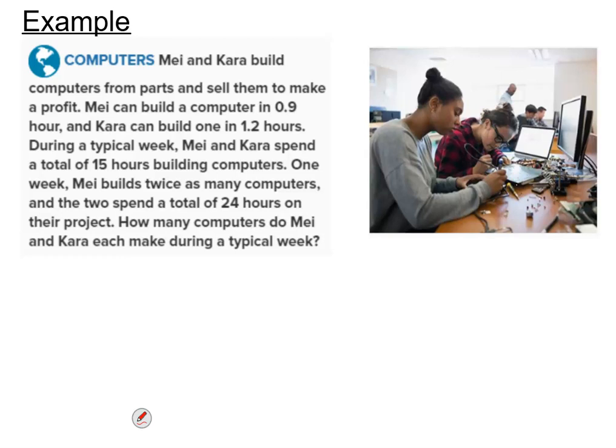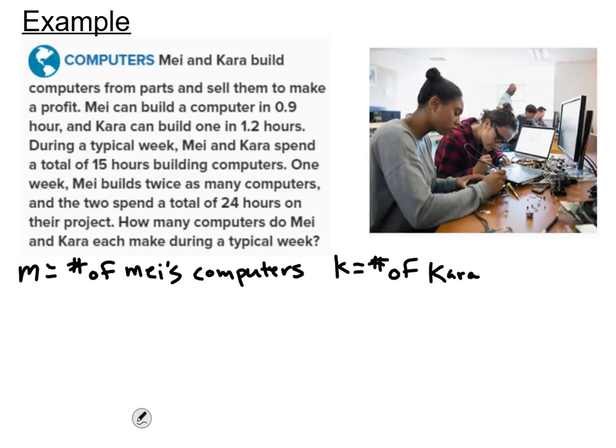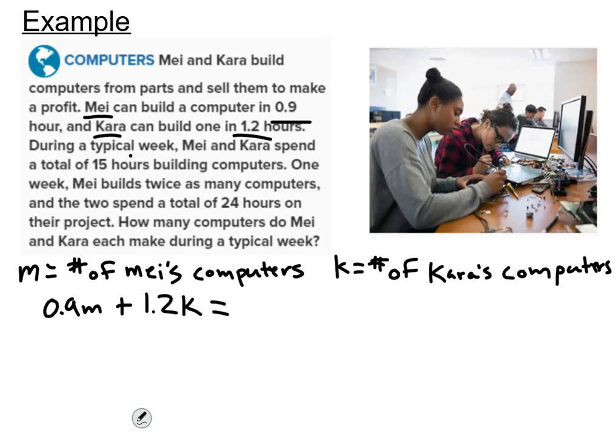So here we have to actually create our system of equations. So we're going to come up with some variables here. M will be the number of Mai's computers, and K we're going to have equal the number of Kara's computers. Okay, so that first week that they talk about, Mai has 0.9, so we're going to have 0.9M plus Kara has 1.2K. Okay, and then they both together have the 15 hours, so that'd be equal to 15.